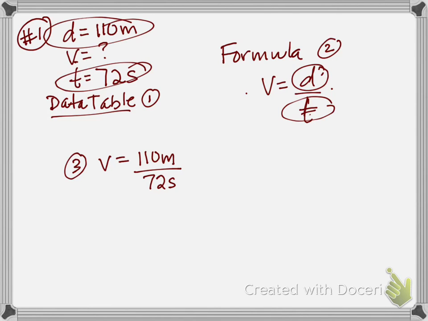What the data table does for you is it allows you to not have to continually be staring back at the book to figure out what to put into your calculation. Because you've got the formula here, you come back and you look at your data table and you don't have to think because you've already done the thinking. Now you go to your calculator, 110 divided by 72 gives you 1.5.